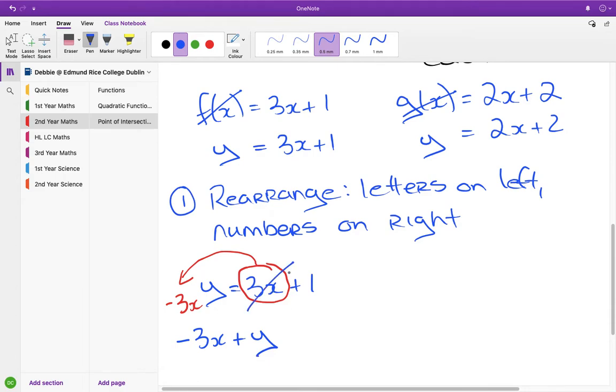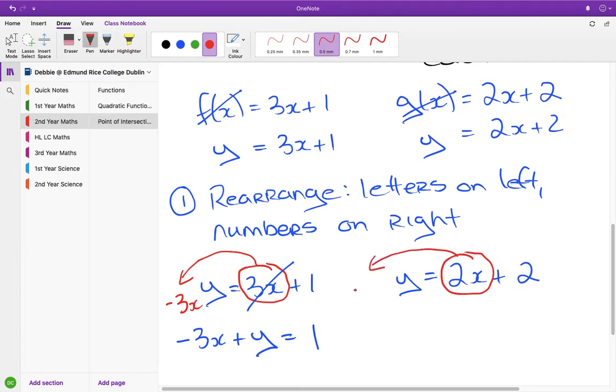And then the 3x is gone because I've moved it, so all that's left is the 1. Do the same thing over here to what was the g graph, so y equals 2x plus 2. I'm going to move letters to the left, so I'm going to take my x, which at the moment is a plus 2x, bring it across, and it would become a minus 2x. So now I rewrite the equation as minus 2x. Again, that y has nothing in front of it, which means it's a plus. This is now gone because I've moved it, and I'm just left with 2.